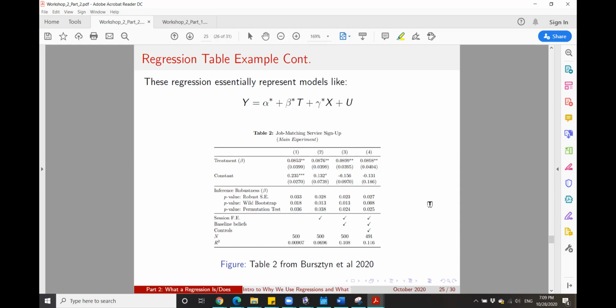This is a nice table for us to start off looking at because it is from an experiment, which means that they just ran an OLS. They ran a basic linear regression so that you can see what happened.